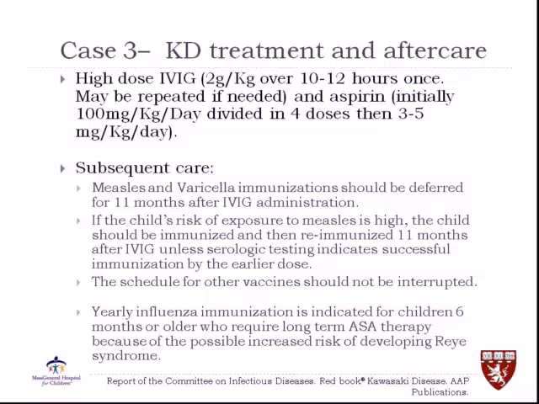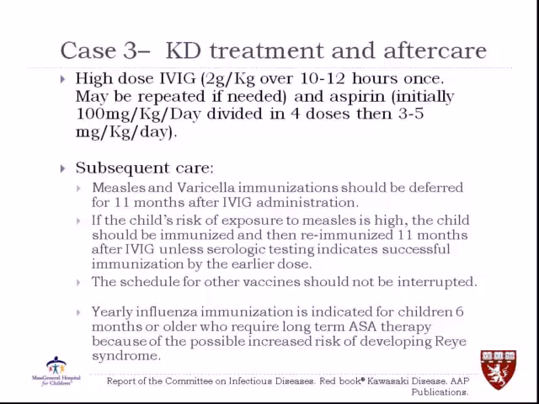Untreated, the incidence of cardiac pathology in Kawasaki disease is probably as high as 20 or 30%, and with high-dose IVIG, the incidence of cardiac ectasias and aneurysms decreases to less than 5%. So it's important for us to recognize these kids as soon as possible and get them therapy as soon as possible.